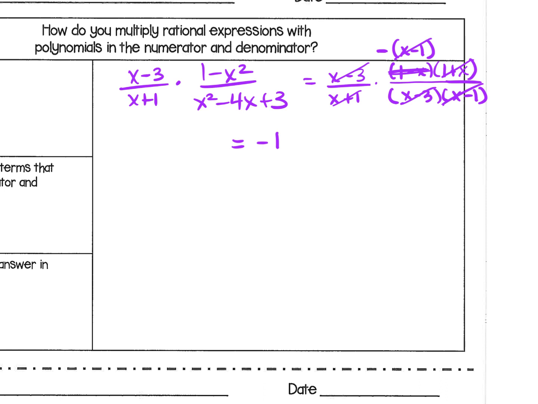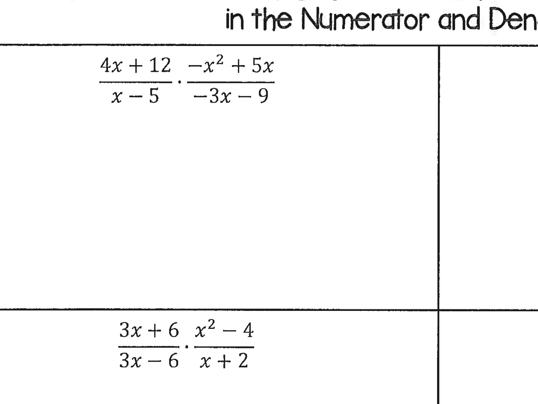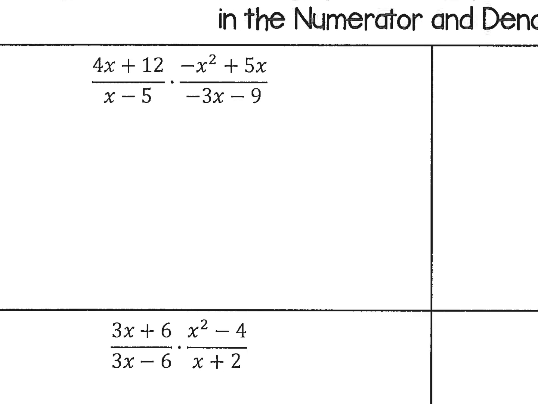So let's try another one. Let's do this guy right here. Can I factor anything out of 4x plus 12? You can factor a 3 out of 12, but you can't factor 3 out of 4. What can I pull out of both of those? A 4, right? All right. Can't pull anything out of x minus 5. So what can I factor out of negative x squared plus 5x?